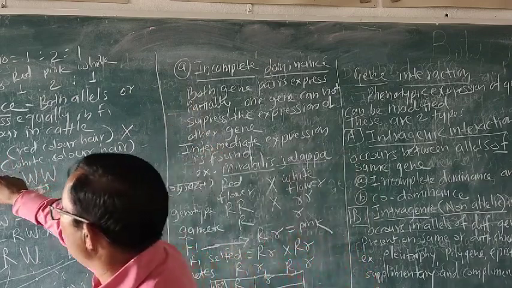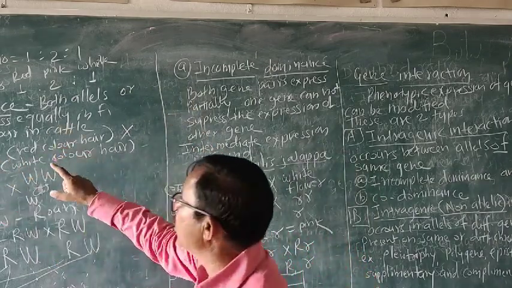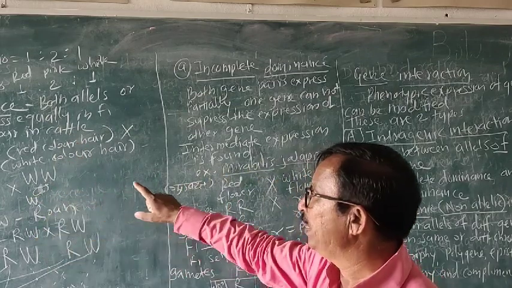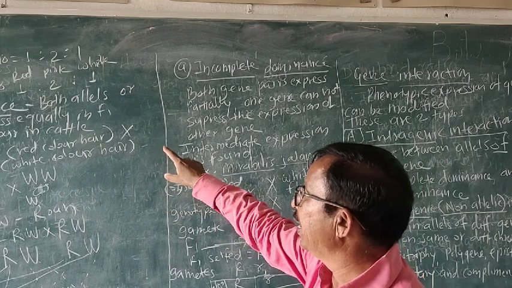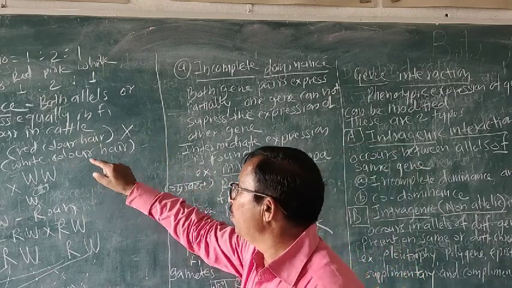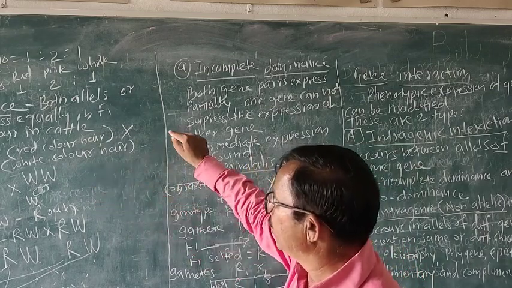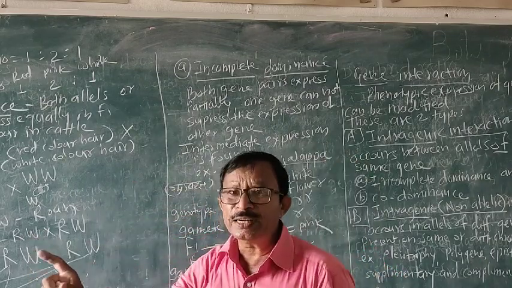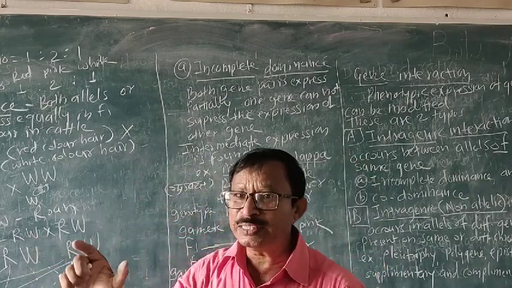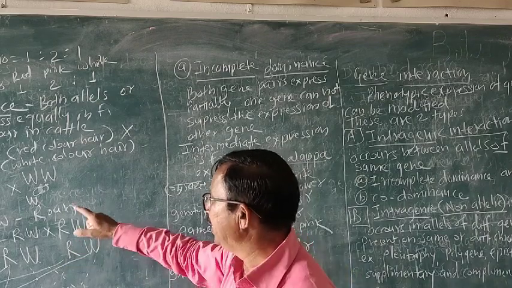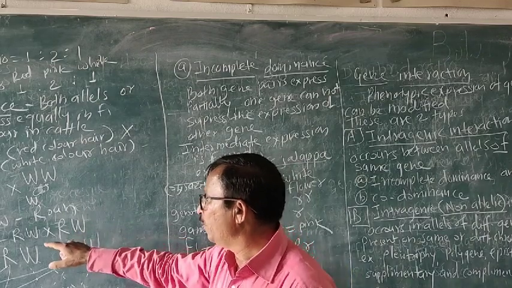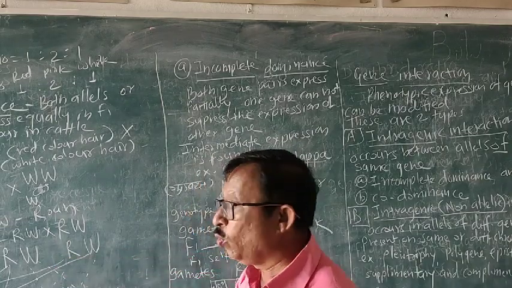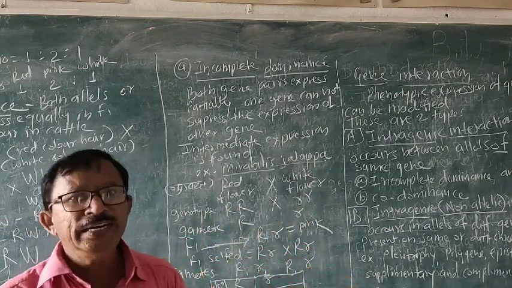Here codominance means both the alleles or pairs express equally. The example is cattle color: red hair color cattle crossed with white colored hair cattle will give in F1 roan intermediate color, because both express equally, and when the F1 is selfed, we will find here 1 red, 2 roan and 1 white colored cattle.